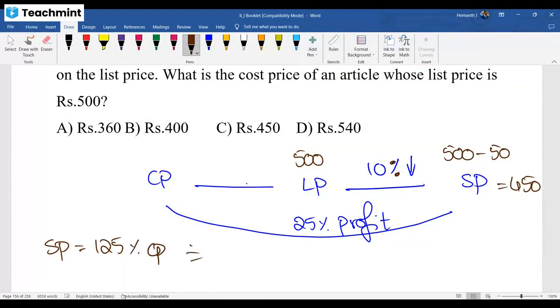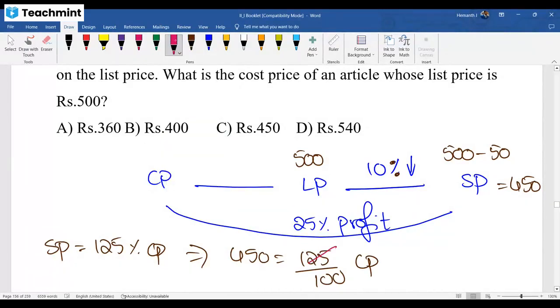SP is 450. 125% means 125 divided by 100 into CP. This is 25. 5 times, 25 4 times, 5 ones 5, 90 times, 90 into 4 is nothing but 360. Sorry, cost price is 360 rupees. List price is 500, and you have to calculate the cost price. Cost price is 360.